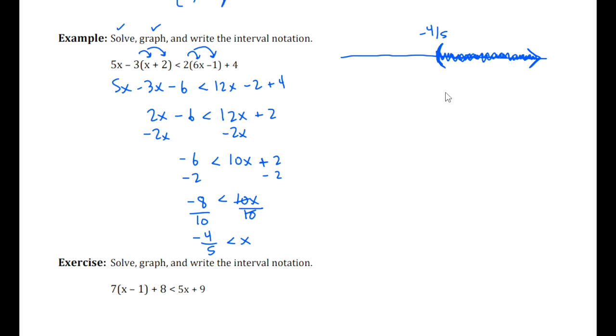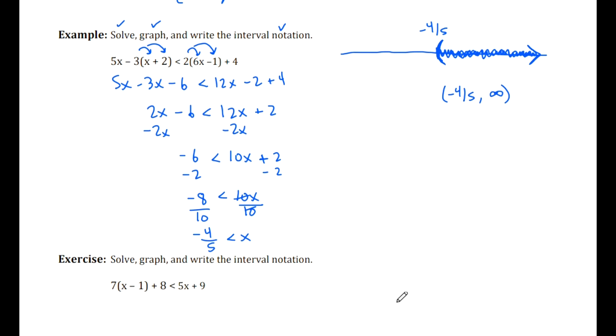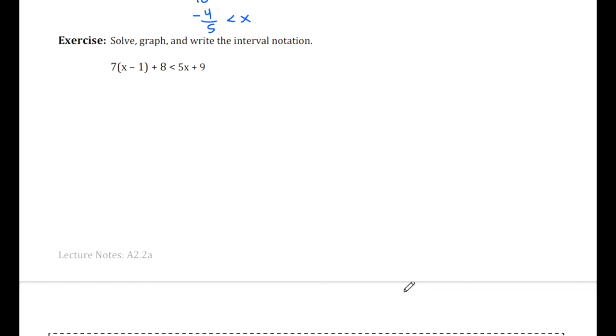So we have the graph now, and from there we can write this in interval notation. So following our graph, we have a left endpoint of negative 4/5. The right endpoint is infinity. Always put a parenthesis around infinity. So we have the 3 things that we need for this problem. Solve, graph, and write the interval notation.